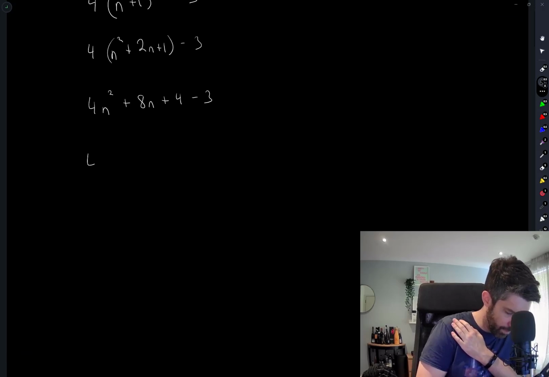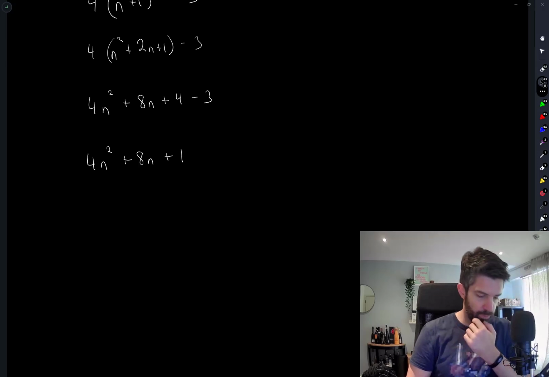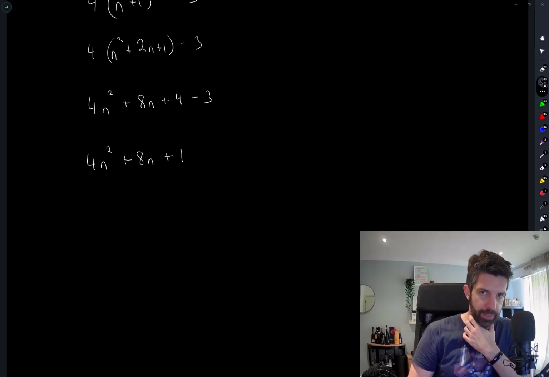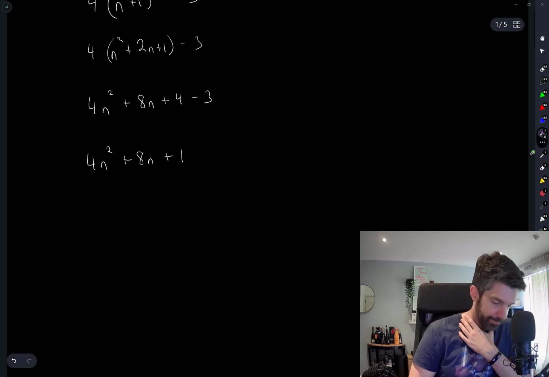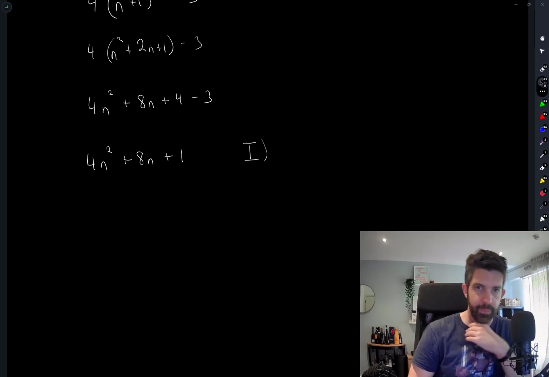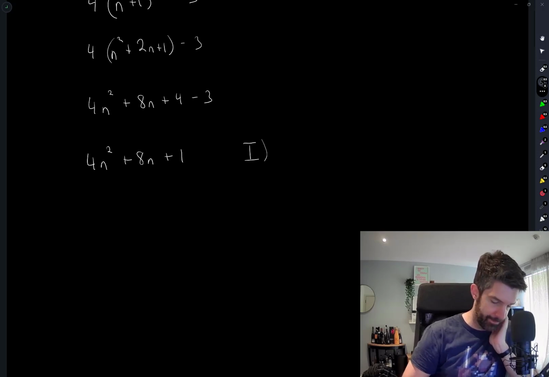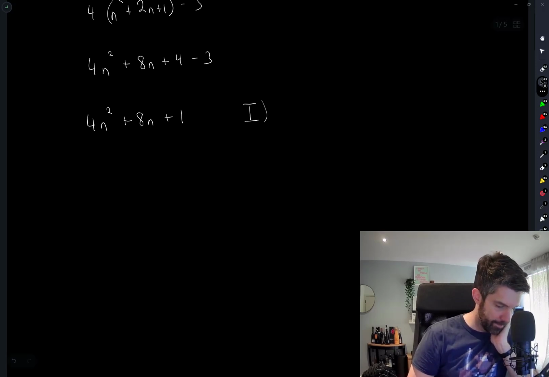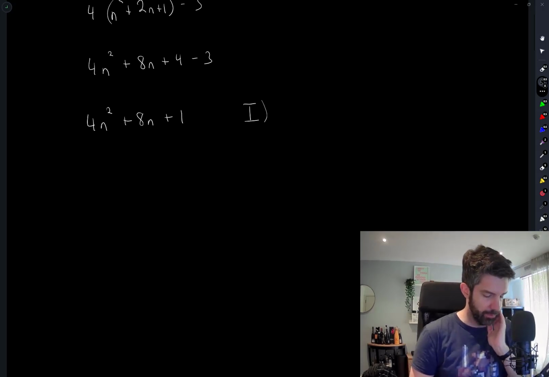Okay, so I end up with 4n squared plus 8n plus 1. Okay, the final answer is odd, so that's certainly true. Because these are both multiplied by 4 and 8, that's even. So the final answer is odd, so option 1 is correct. The final answer is 1 more than a multiple of 3. Possibly, but I don't think so.